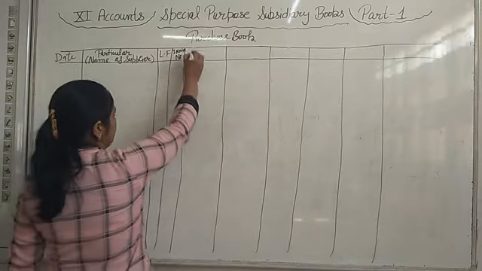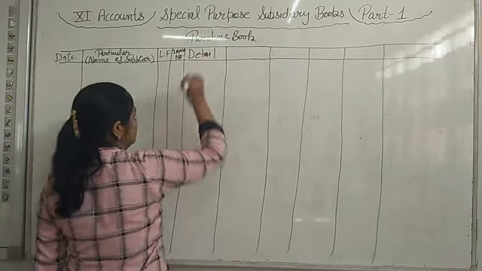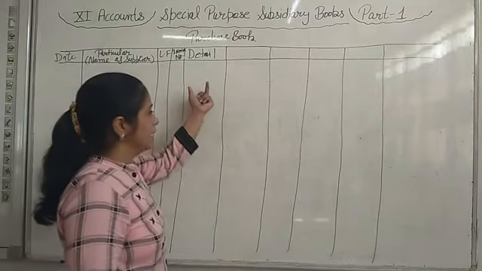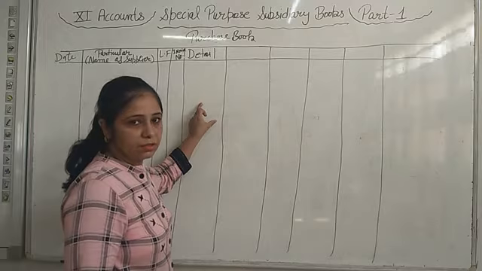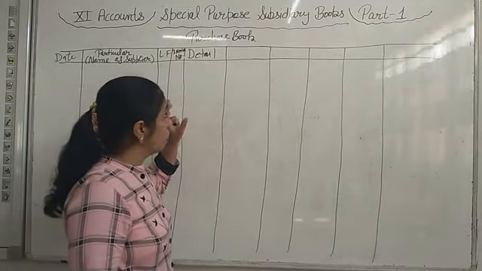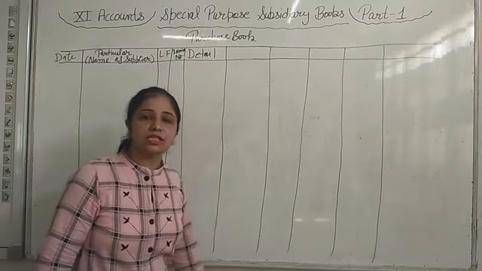Okay, and next we will write the column of details. Detail means that if you have received any trade discount, then we will deduct the trade discount. Now can anybody tell me whether we will receive cash discount or not?